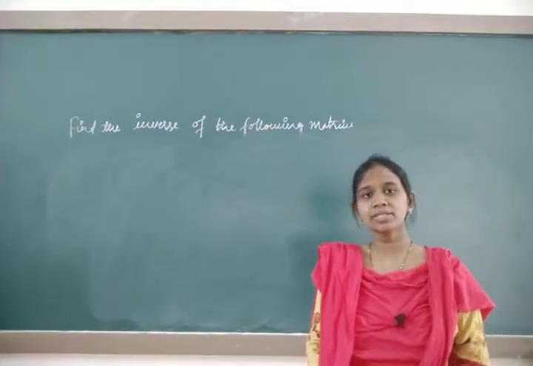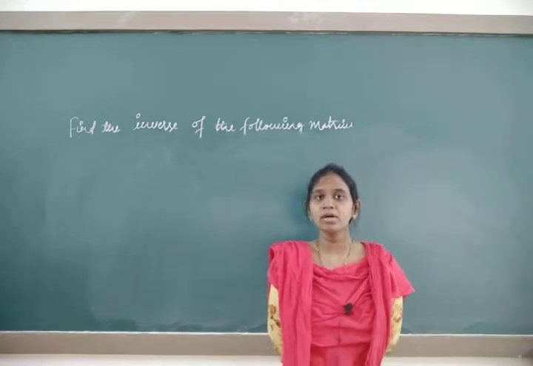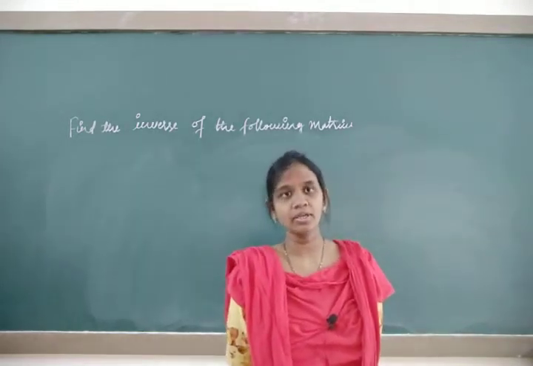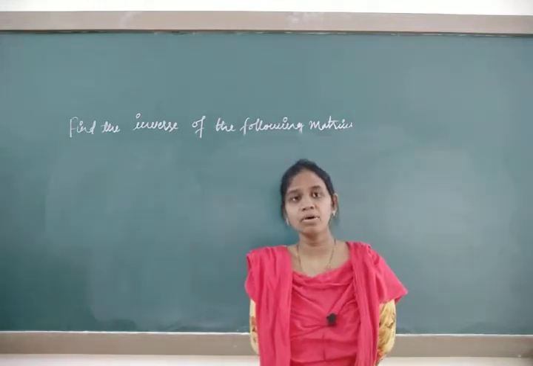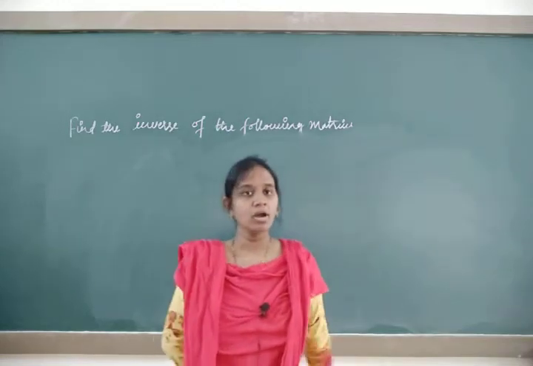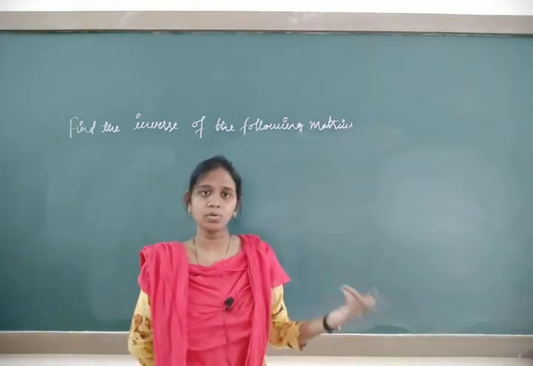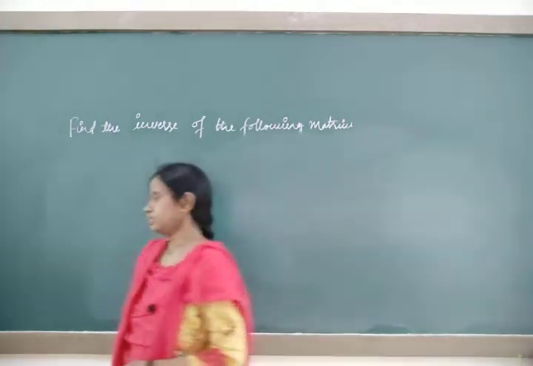Dear students, last class we talked about the inverse of a matrix with the help of a formula, that too of order 3 cross 3. And what was the formula? A inverse equals 1 by determinant A into adjoint A. So today also we take a problem based on 3 cross 3. Afterwards I will explain how to find A inverse for order 2 cross 2.